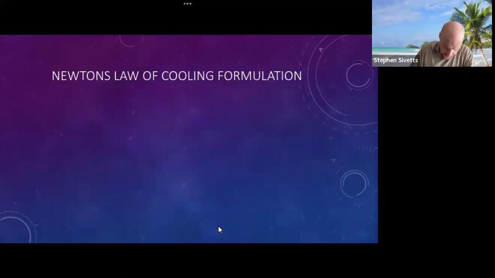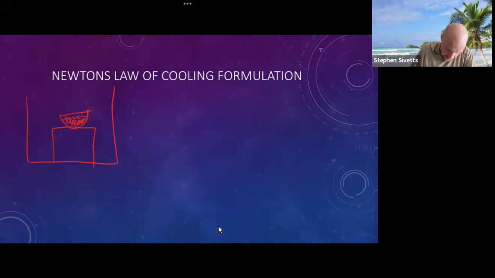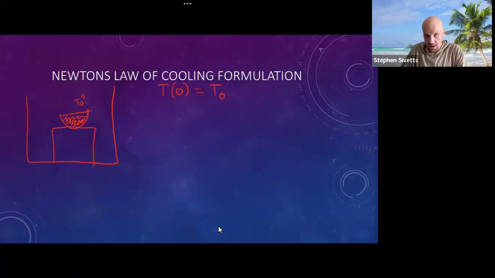So let's say I have a nice bowl of soup that I just took out of a microwave. There are going to be two quantities to consider. We're going to look at the initial temperature of the bowl of soup, we'll call it T naught. We're also going to have a function which describes the temperature of the soup with respect to time. I'll label this capital T of t.